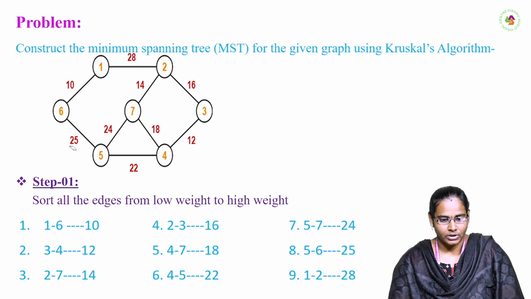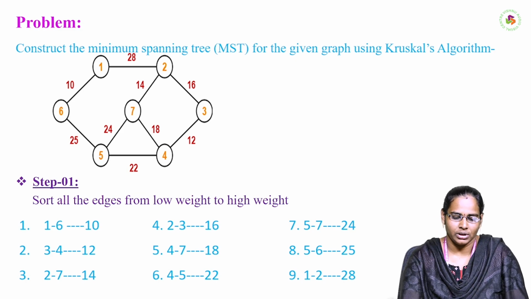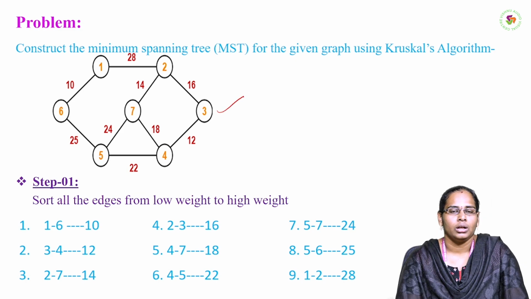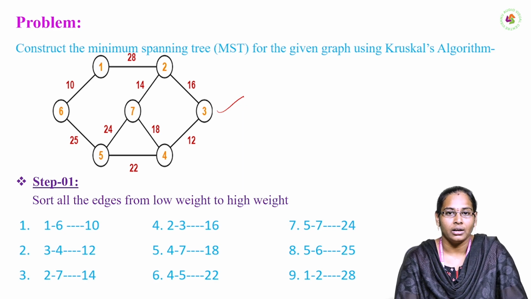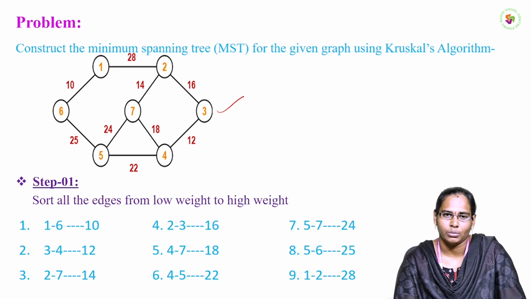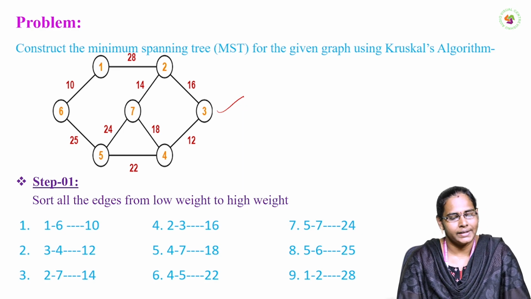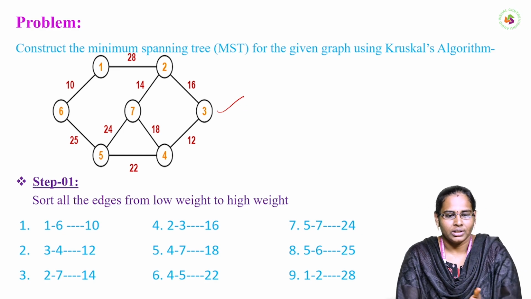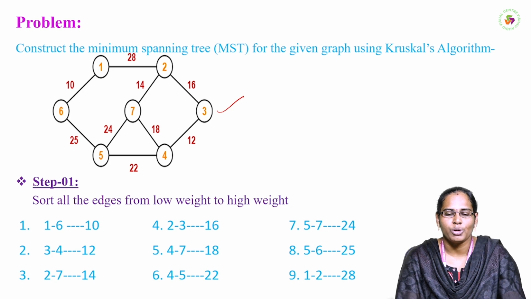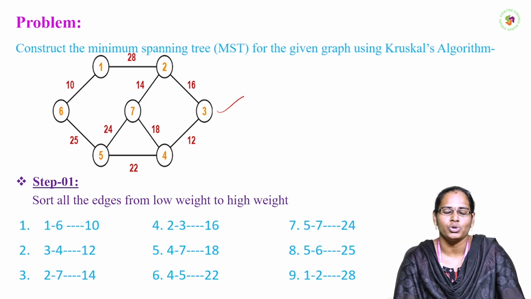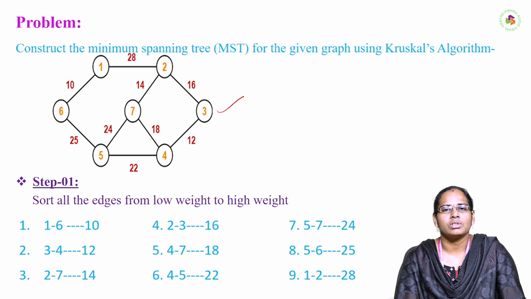So, this is the example taken here. This example contains totally 7 vertices and 9 edges. So 7 vertices and 9 edges we have here in the example. For this graph, construct a minimum spanning tree using Kruskal's algorithm. This is the question.